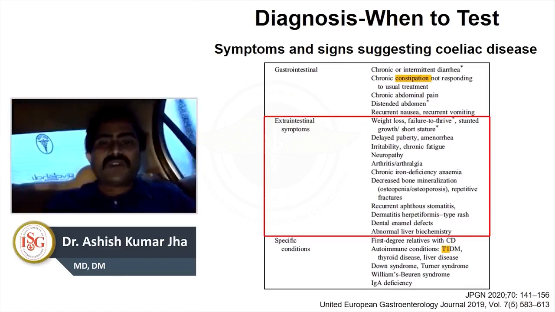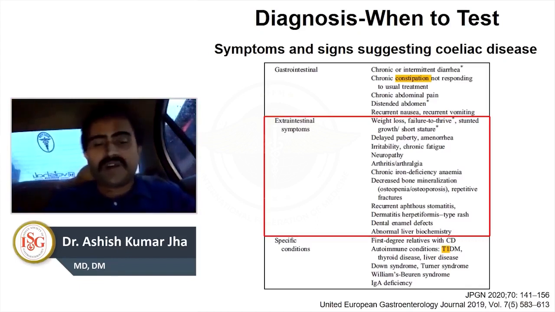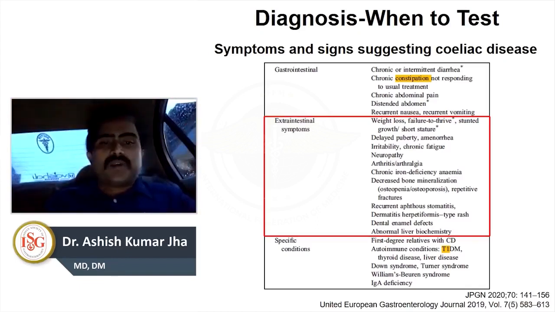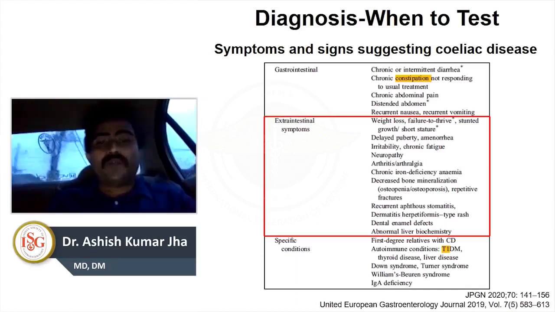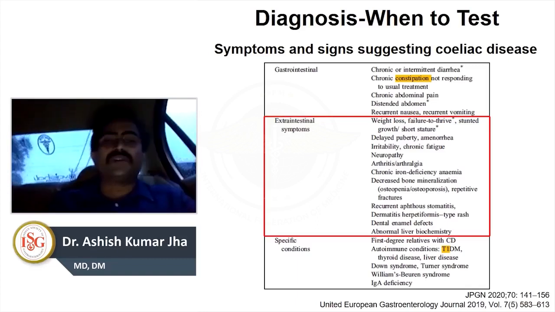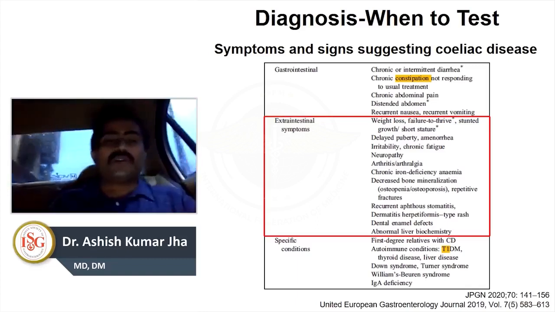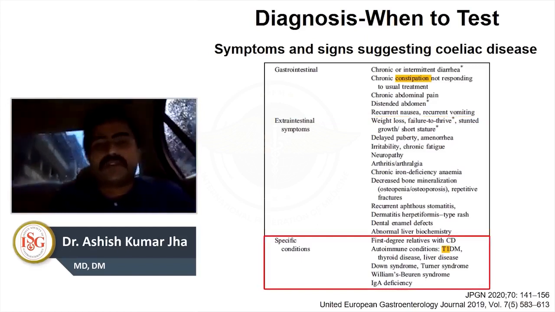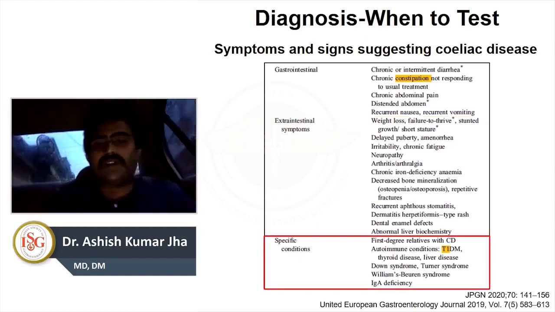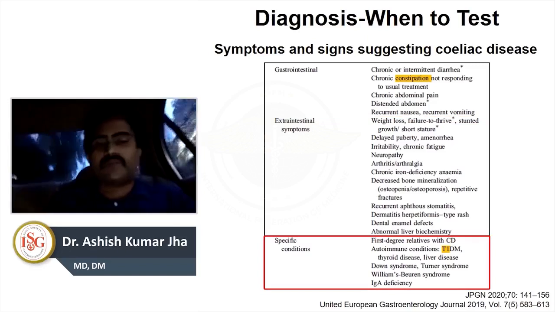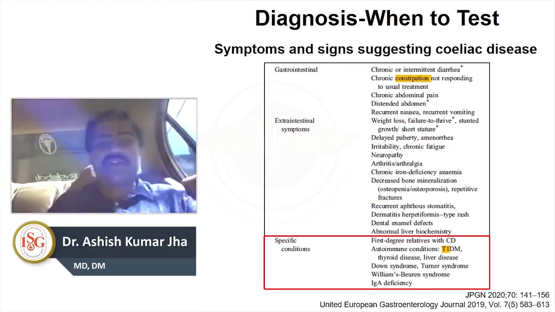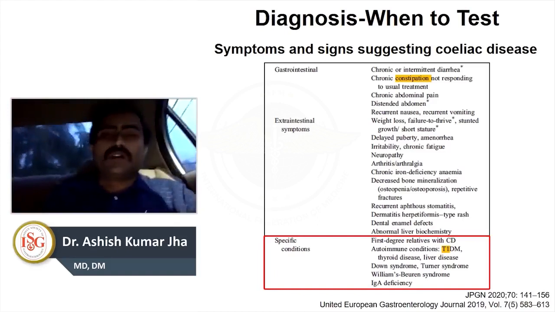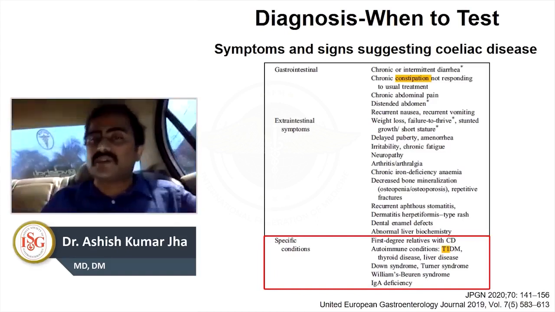Recurrent aphthous stomatitis is another common presentation of celiac disease, as are dermatitis herpetiformis, dental abnormality and abnormal liver biochemistry. Patients can have persistently elevated liver enzymes and sometimes features of chronic liver disease. Other specific features include a first degree relative with thyroid disease or liver disease, a family history of autoimmune type 1 diabetes mellitus, and other associated features as discussed earlier.